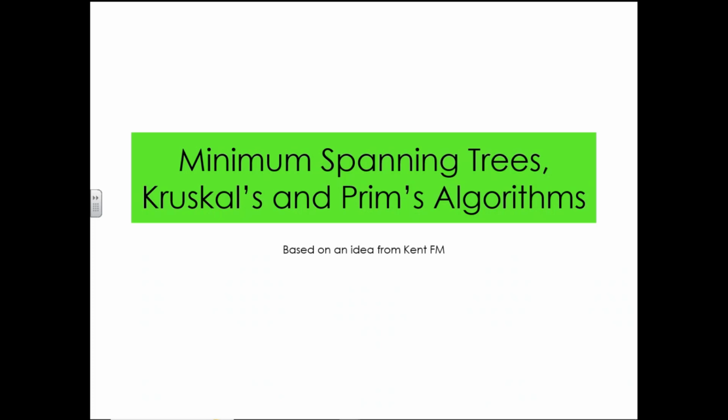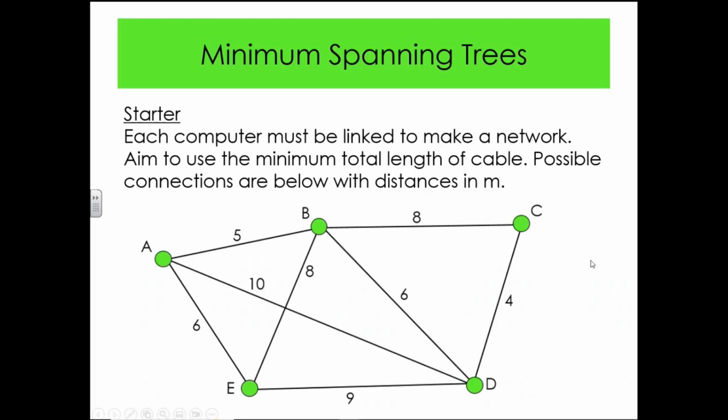Some algorithms on graphs. What we're going to start looking at are algorithms for finding the minimum spanning tree of a graph using two different algorithms. One of them's called Kruskal's, one's called Prim's. They do the same thing, they just do it in different ways. Okay, you need to know the difference between the two.